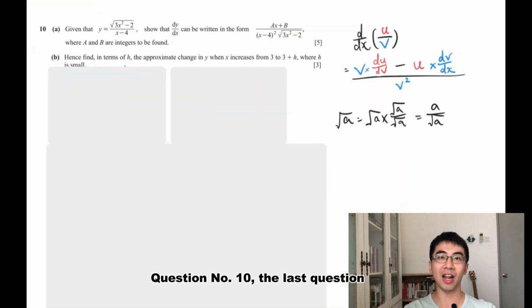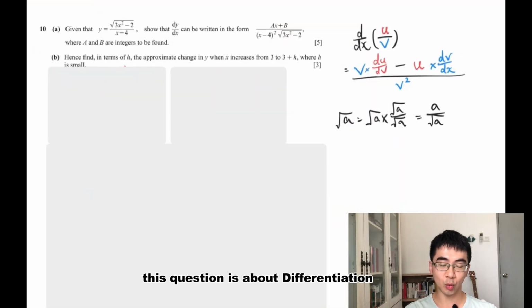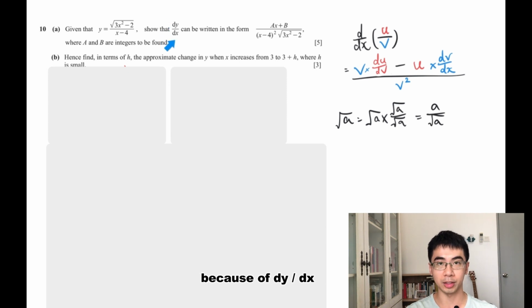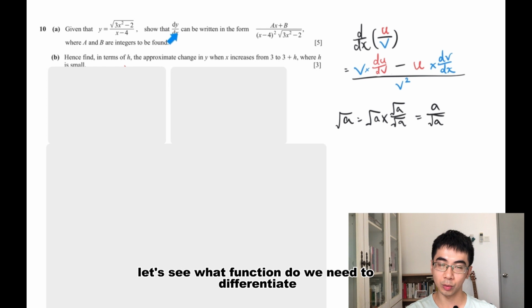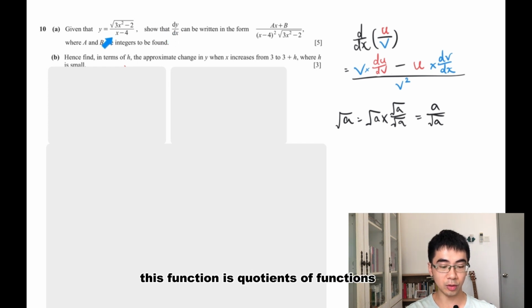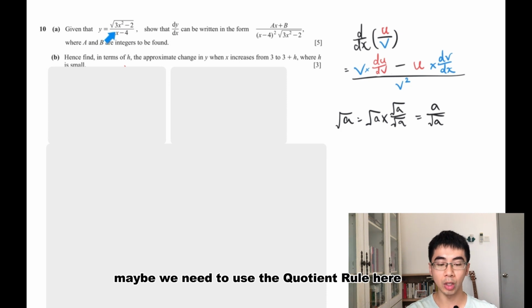Number 10, the last question. So this question is about differentiation because of dy over dx. So let's see what functions do we need to differentiate. This function is a quotient of functions. So maybe we need to use the quotient rule here.